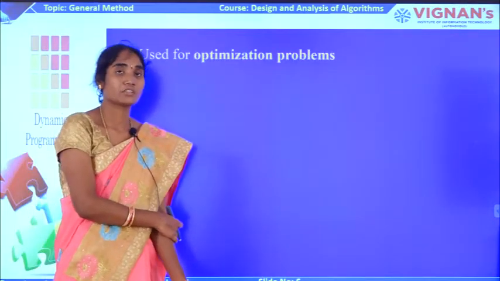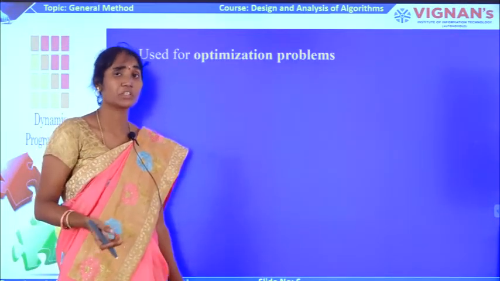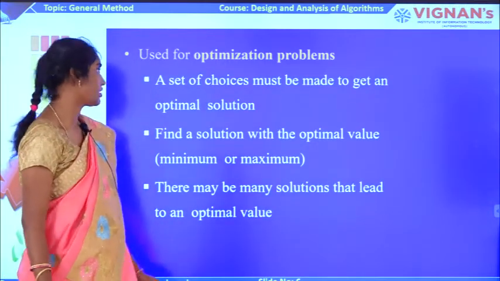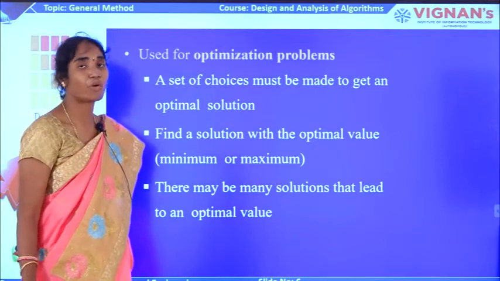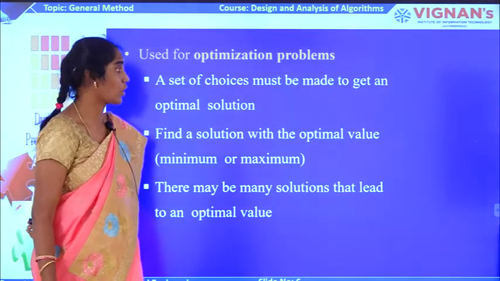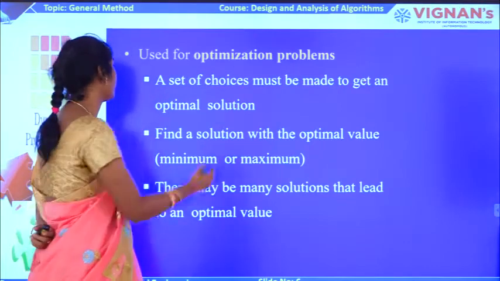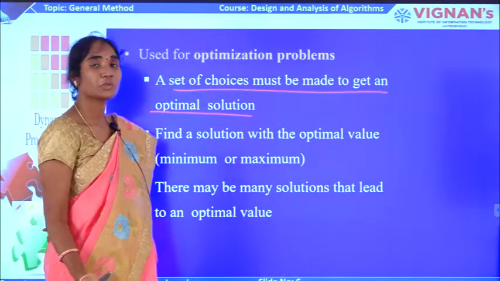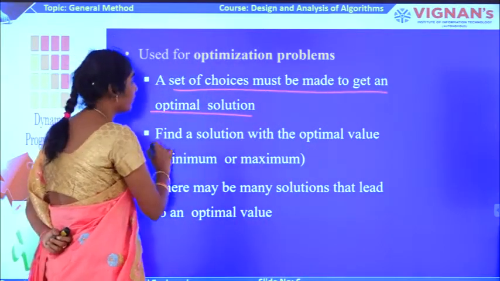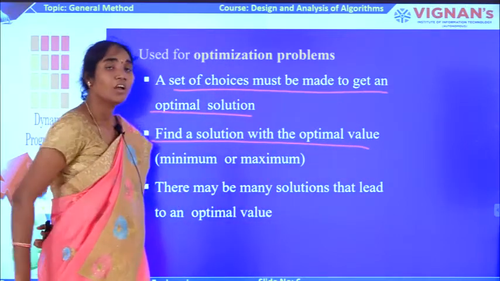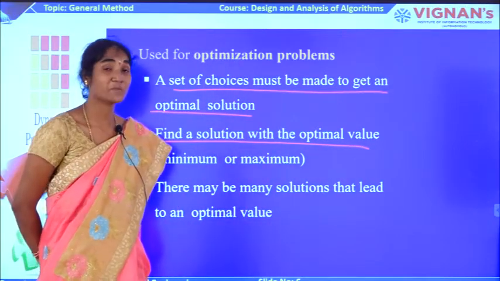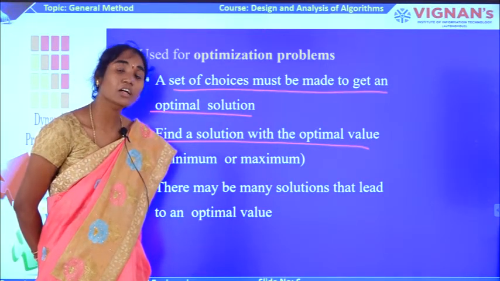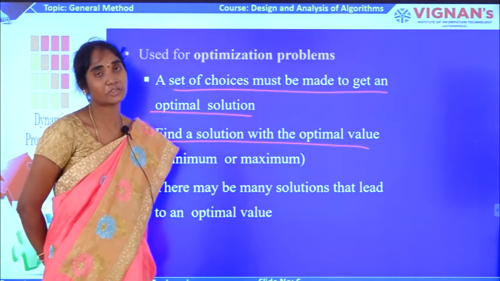Why is this used? Where is it exactly used? Mainly, as I said earlier, this is used for optimization problems. So here in optimization, a set of choices must be made to get an optimal solution. There are a number of choices we have to make to get an optimal solution, and also we will find a solution with optimal value, that is either the minimum or maximum, depending on the problem, whether we have a maximization problem or a minimization problem.